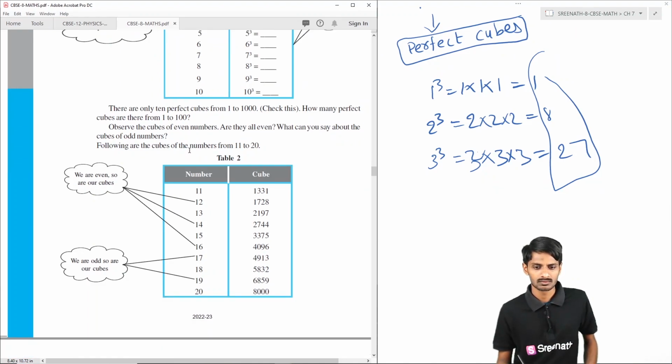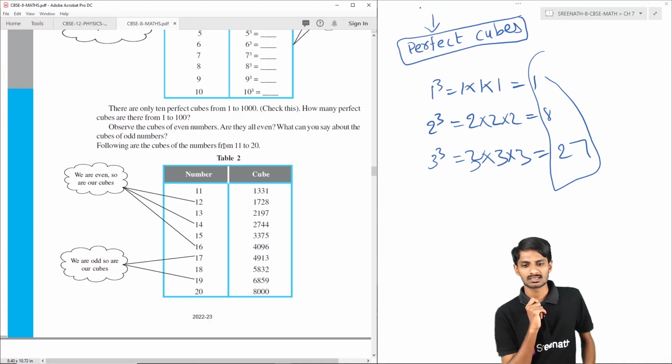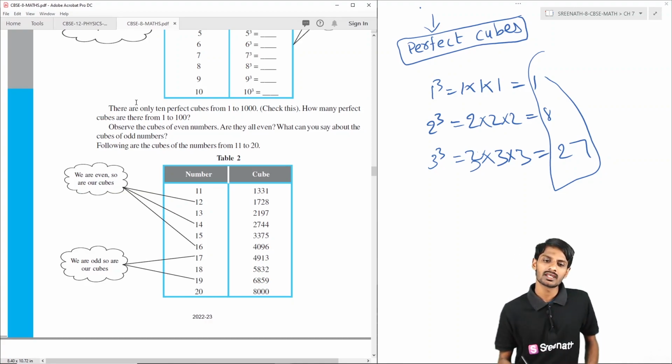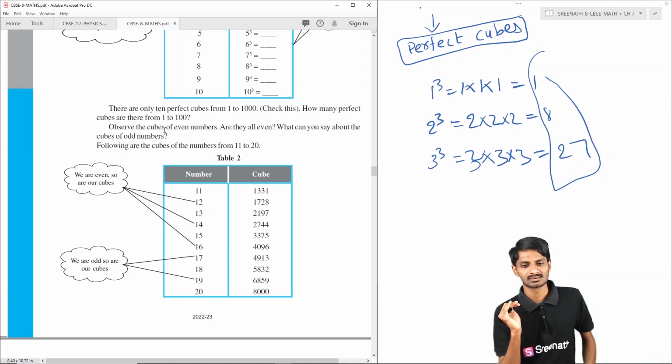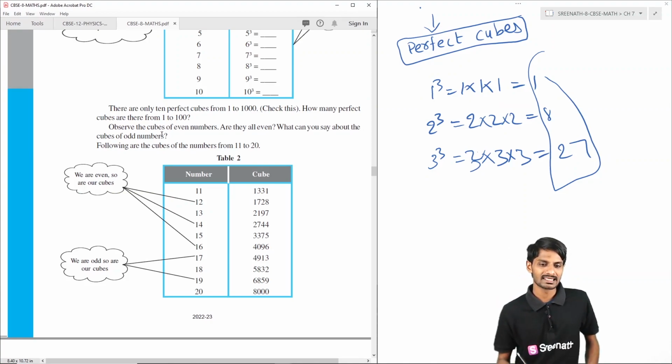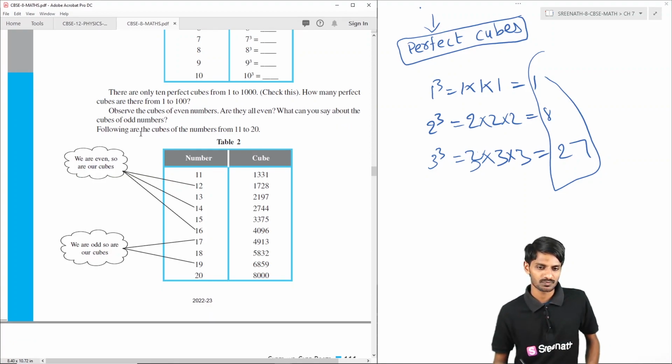Okay, so from 1 to 1000 there are only 10 perfect cube numbers. Then from 1 to 100, how many perfect cube numbers are there? Can you guess? Try it. I am leaving it to you.